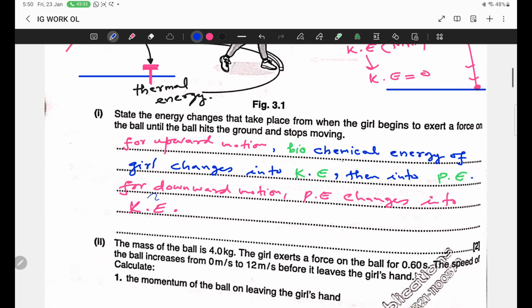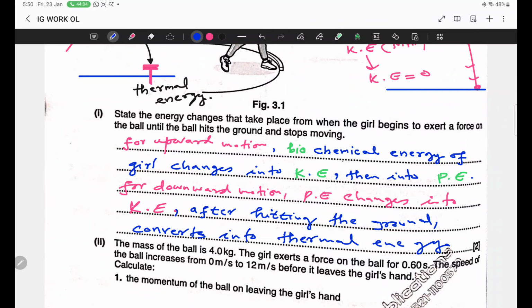So I'm writing, for downward motion, potential energy changes into kinetic energy, and after hitting the ground, it converts into heat energy or thermal energy.